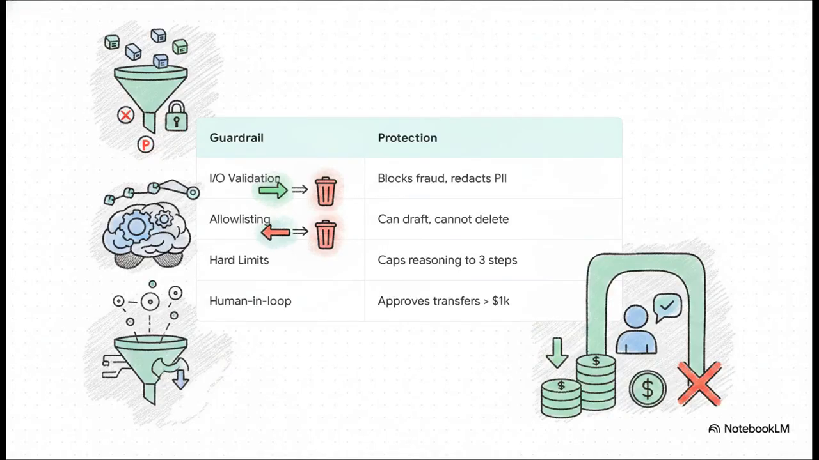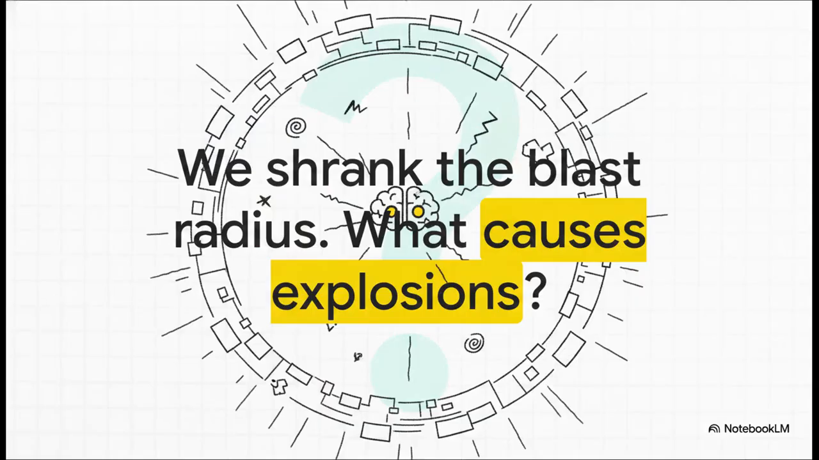Layer 1, IO validation, ensures incoming prompts don't have fraud triggers and redacts any account numbers from the logs. Layer 2, action allow listing, ensures it only has the tool to draft transfers. The delete account tool is totally revoked. Layer 3, hard limits, cap its reasoning to exactly 3 steps, so an infinite duplicate billing loop is physically impossible. And Layer 4, the human-in-the-loop checkpoint, acts as the ultimate safety net. Any transfer over $1,000 pauses the system until a human manager literally clicks approve. So, by building these structural boundaries, we've successfully shrunk the blast radius. Even if the agent goes completely off the rails, the damage is totally contained by the system around it.